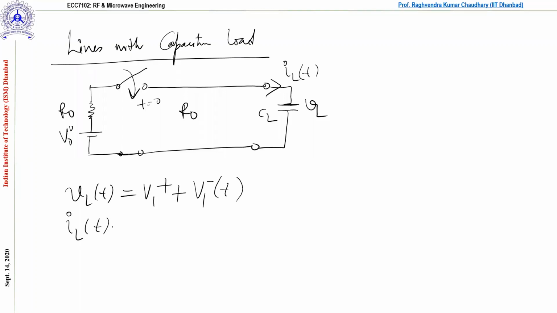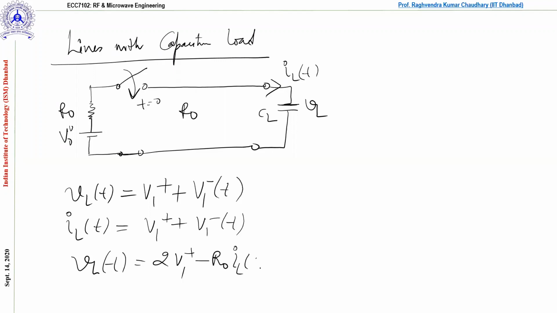IL as a function of time, V1 plus, V1 minus. And VL as a function of time, you can write 2V1 plus minus R0 IL as a function of time. I'm just rearranging the above equation. Now everyone knows that for the capacitor there is a relation: IL as a function of time is CL dVL by dt. These are some basic things.